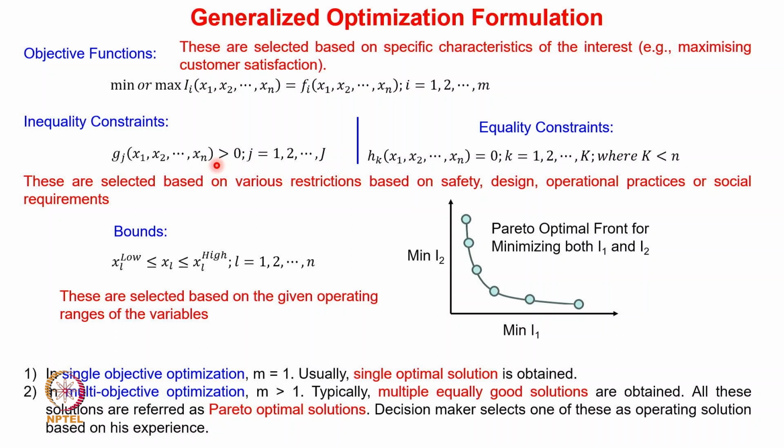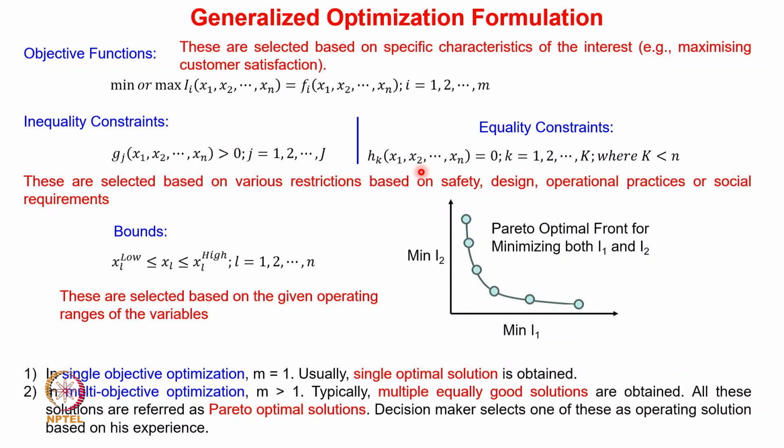It's an inequality here. So there are j number of inequality constraints, and we are representing that all these j constraints are greater than 0. They are represented like this. Okay. And when I am having the equality constraints, hk are given equals to 0, and here you can see that k is varying as 1, 2, 3 all the way to capital K. So there are capital K number of equality constraints, and all these equality and inequality constraints should be function of the decision variables x1, x2 all the way to xn.